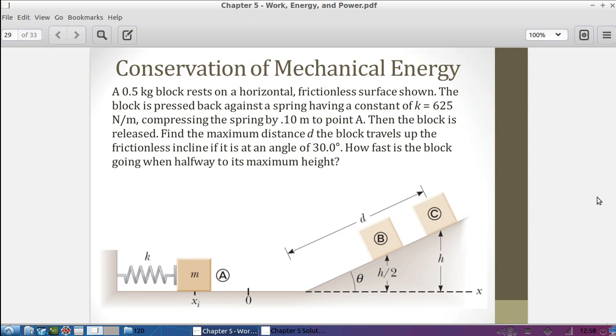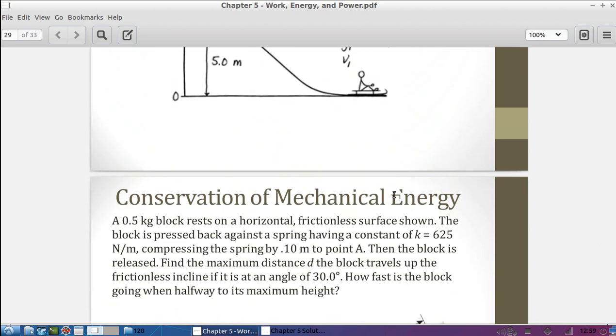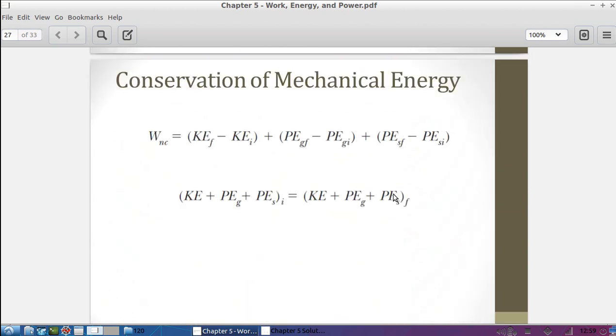Alright, so we've got a few problems. We're wrapping up chapter 5. Basically we're just going to categorize our energy situations into two types. One where work is being done on the system, so the total mechanical energy will change, and one where there is no work by an external agent done on the system, and so total mechanical energy is conserved. All these problems, we're going to handle using one of these two expressions.